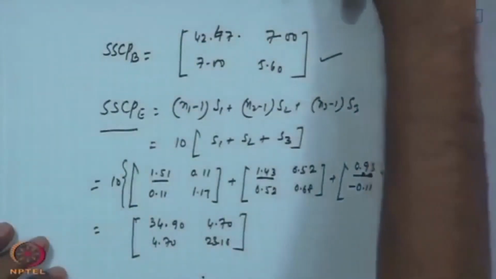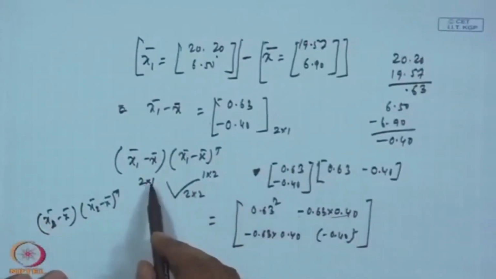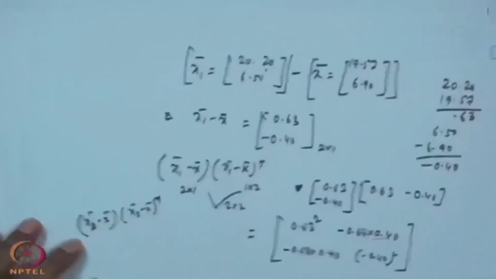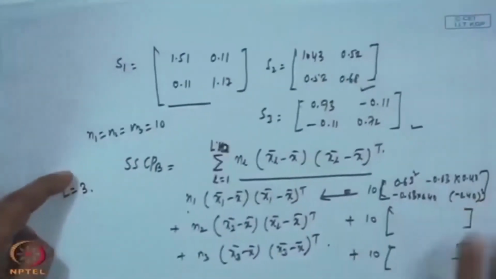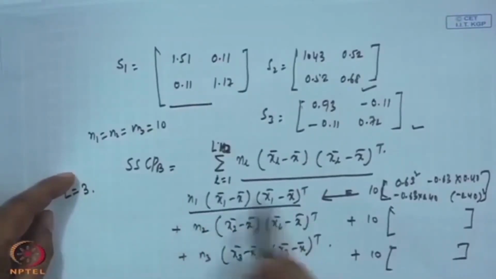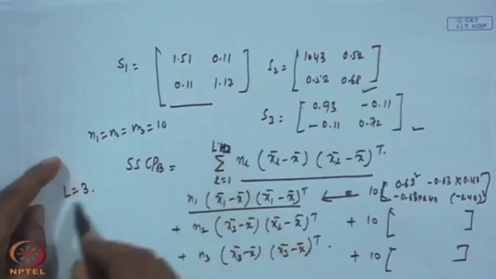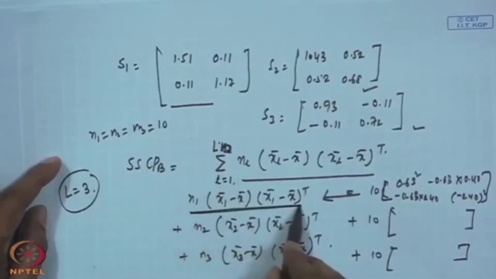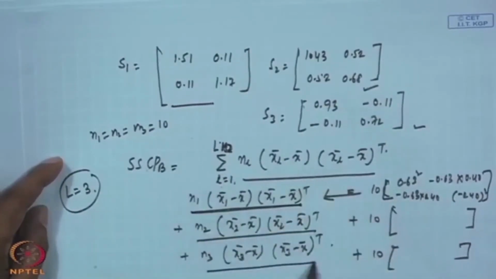Now, from a computation point of view, I have shown you one computation, because the SSCP B part is basically the sum of three different elements. Those three different elements are like this: n1 into this, because it is the sum total of this, L equal to 1 to capital L. So, our capital L is 3. If I put L equal to 1, then this is the quantity. If I put L equal to 2, then this will be the quantity. If I put L equal to 3, then this will be the quantity.